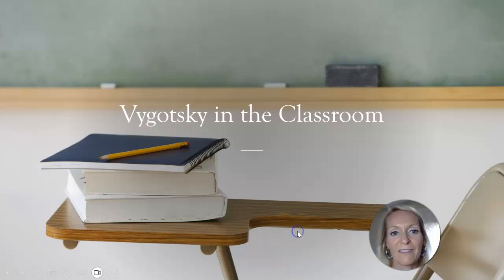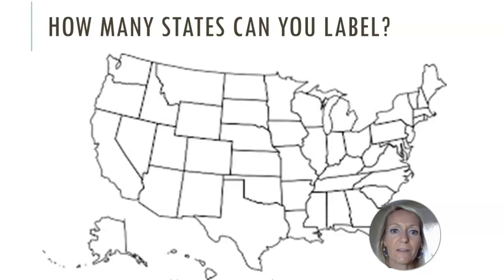Welcome to the Spotlight video on Vygotsky in the classroom and some lessons that I have seen that align closely with sociocultural theory. So the first one was a geography lesson looking at students being able to identify all of the states on a US map.